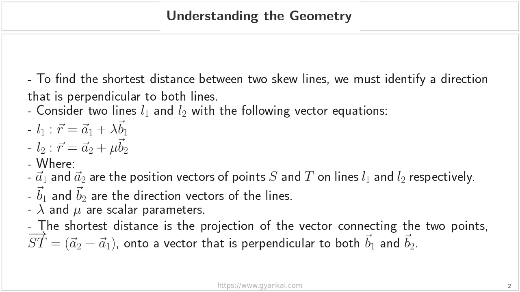Here is the key conceptual breakthrough. The shortest distance is actually the projection of the vector connecting our two points, that is, the vector ST, which is calculated as a2 minus a1, onto a vector that is perpendicular to both direction vectors, b1 and b2. In the next slide, I will show you the step-by-step derivation of how we use the cross product to actually find that perpendicular direction and turn this concept into a working formula.